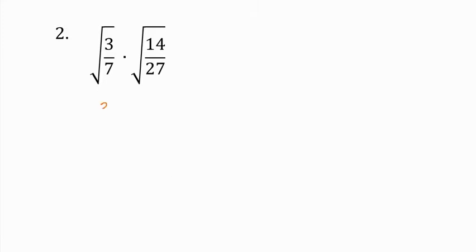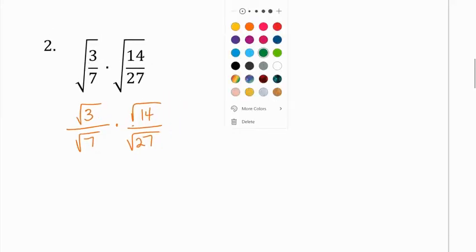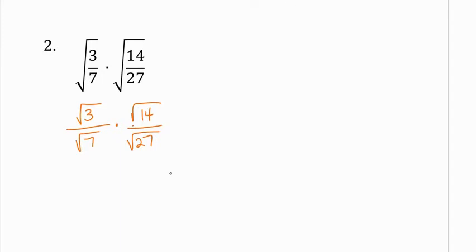So I'm going to rewrite this as radical 3 over radical 7 times radical 14 over radical 27. Okay, and then it's very, very similar to doing any fraction multiplication problem. If I just took the radicals away and did 3/7 times 14 over 27, you would cross cancel, right? You would say 3 is 1, 27 is 9, and then 1 and 2, and you multiply and get 2 9ths, right? We're doing exactly the same thing.